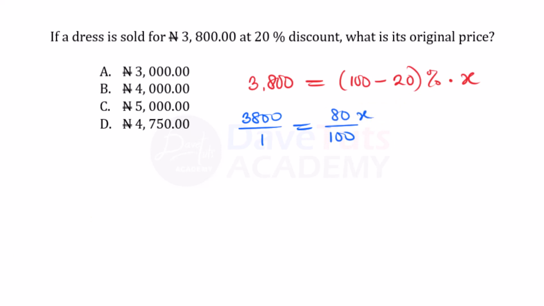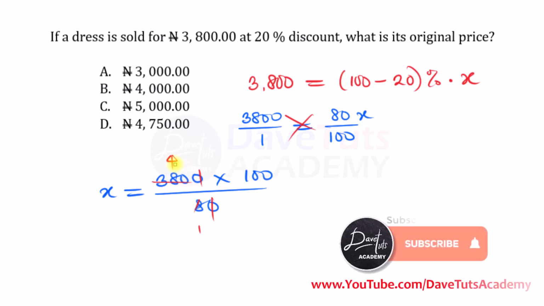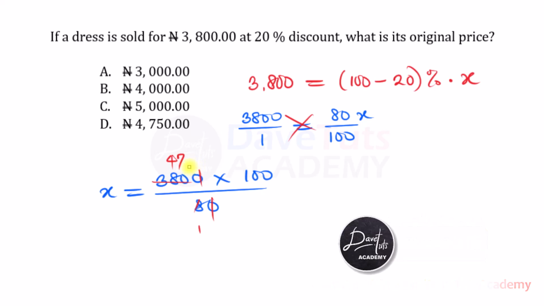And here, if we just say we want to solve it by cross multiplying, X will be 3,800 multiplied by 100 over 80. So 100, I think I would like to leave that out. This 0 will cancel this 0. And let's see, 8 in 38, that will be 4. 8 times 4 is 32. 38 minus 32, that will be remaining 6. 8 in 60, that will be 7. 8 times 7, that will be 56, remaining 4. 8 in 40, that will be 5.